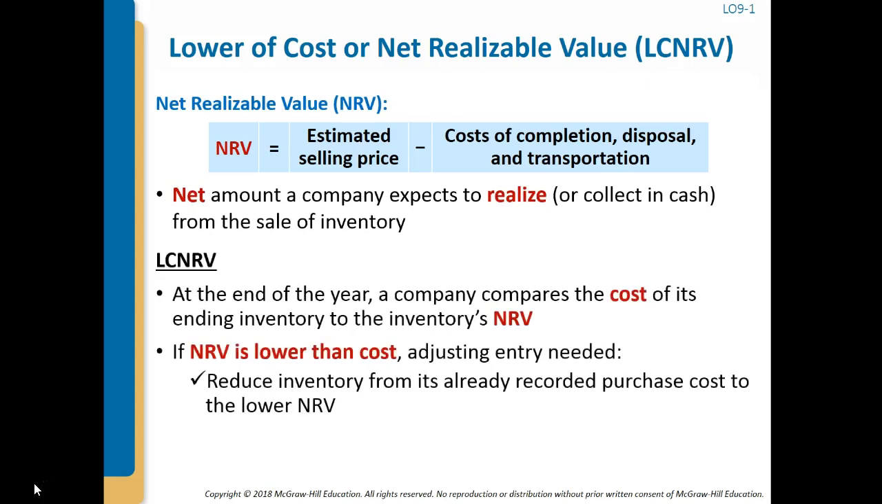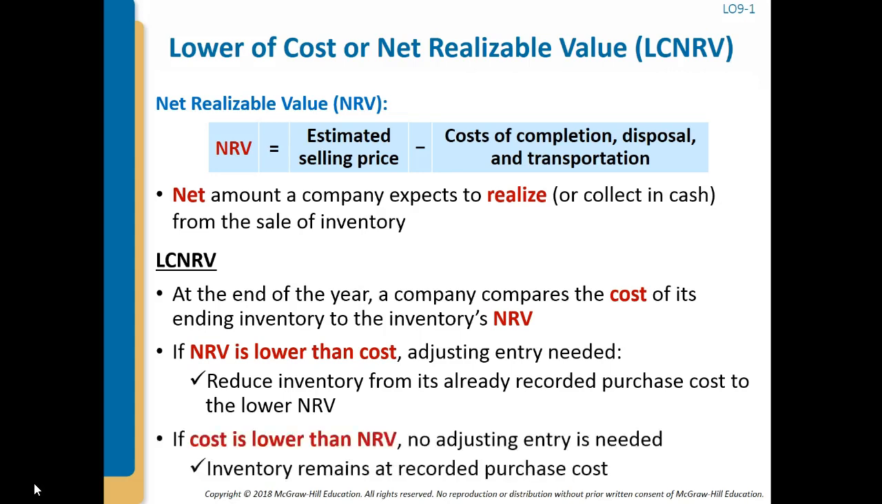So companies that use FIFO, average cost, or any other method besides LIFO or the retail inventory method, report inventory using the lower of cost or net realizable value approach. To do this, a company compares the inventory's cost to the inventory's net realizable value. The NRV is the estimated selling price of the inventory in the ordinary course of business, reduced by reasonable, predictable costs of completion, disposal, and transportation, like sales commissions and shipping costs.